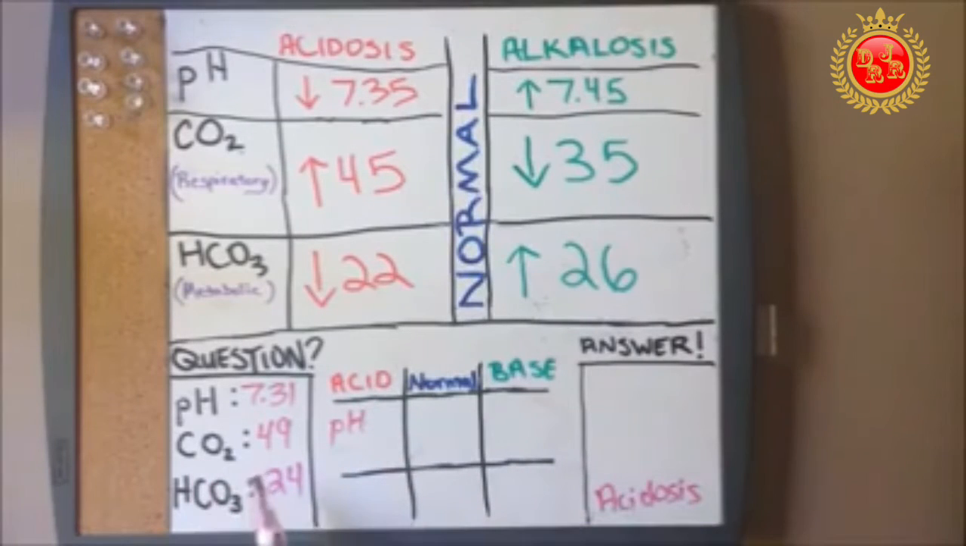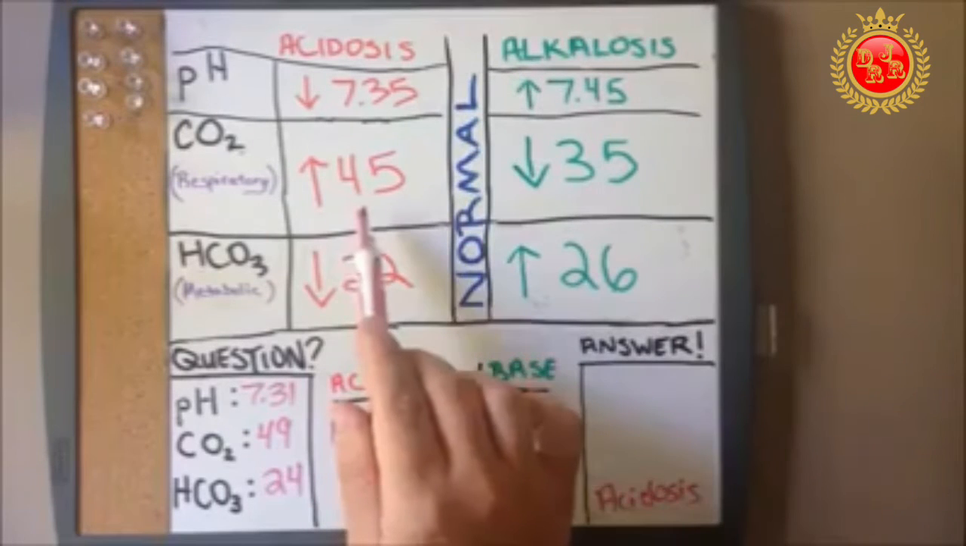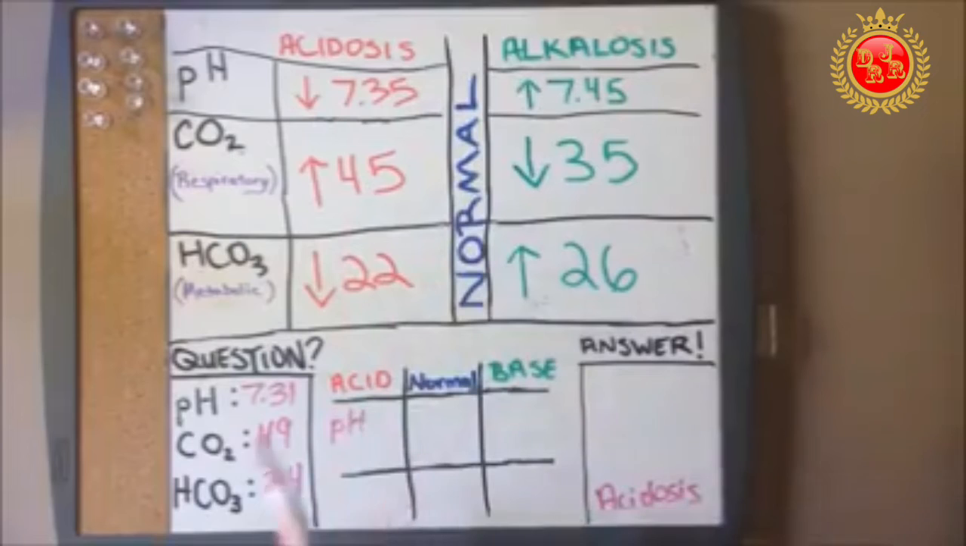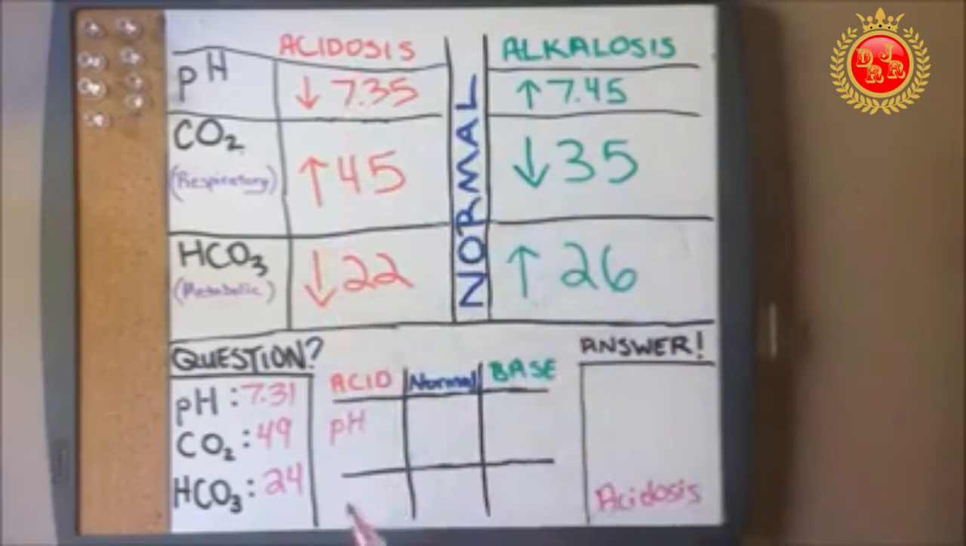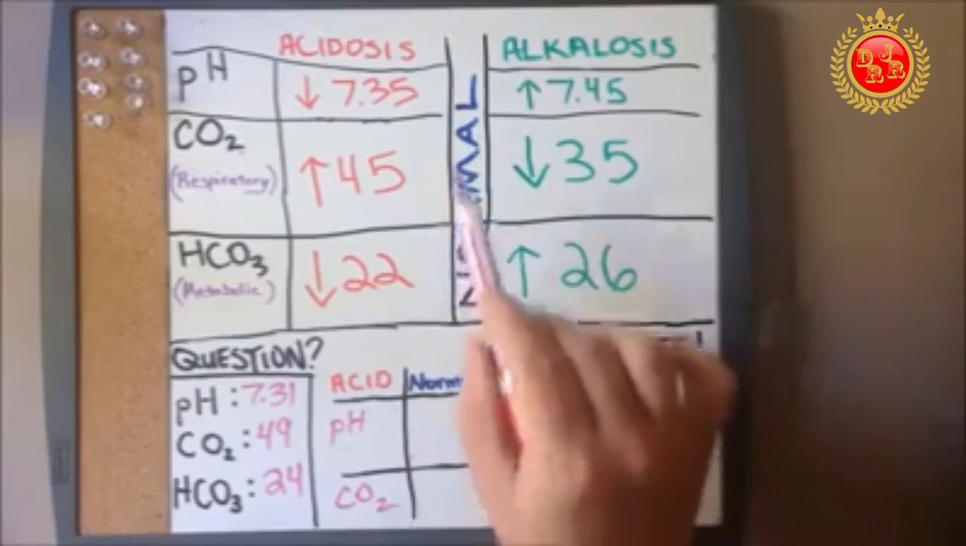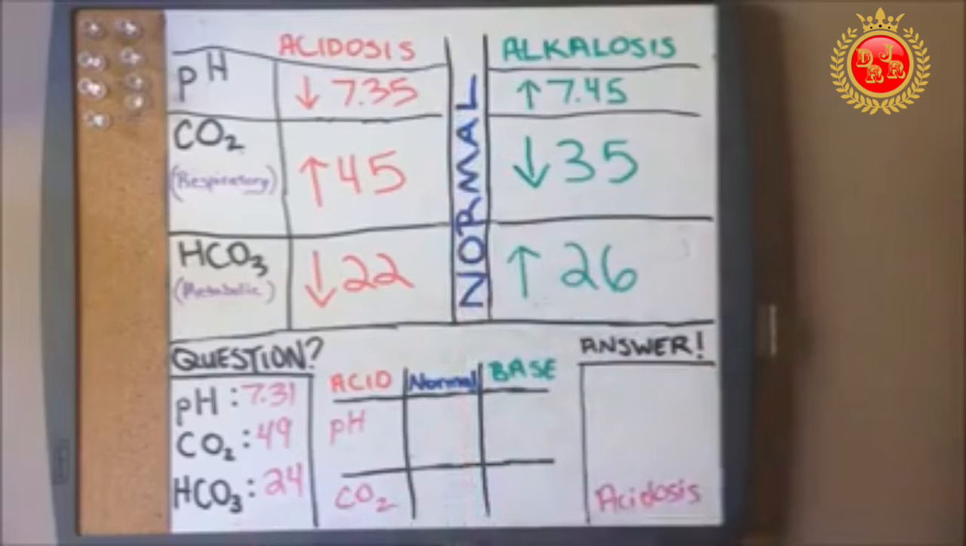Let's go to CO2. CO2 is 49. Is 49 greater than 45? Yes, it is. So since CO2 is falling under our acidosis, let's put CO2 under our acid column. And finally, our HCO3 of 24. 24 is not less than 22, and 24 is not greater than 26. It's in between, therefore it's normal. So since HCO3 falls in the normal column, let's write it down here in the normal column.